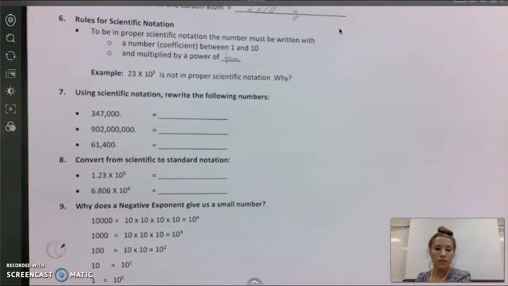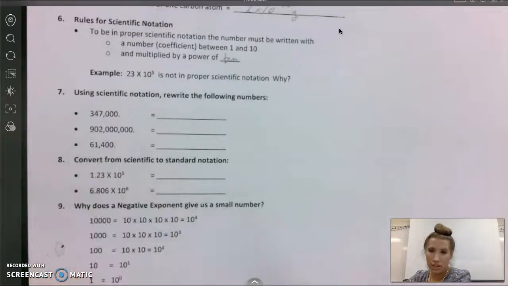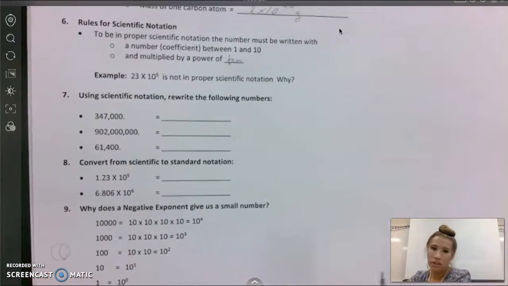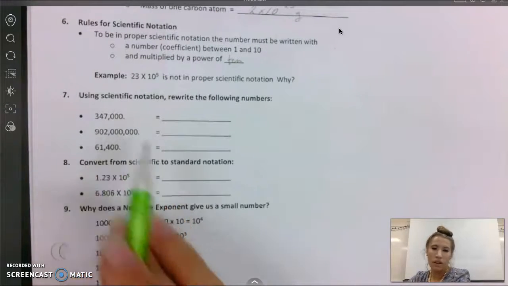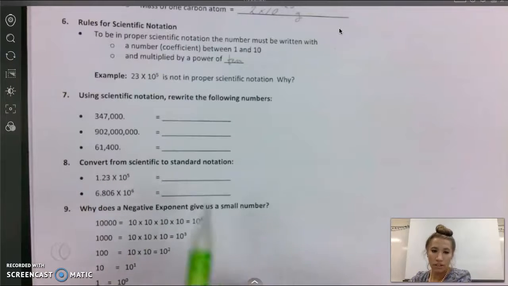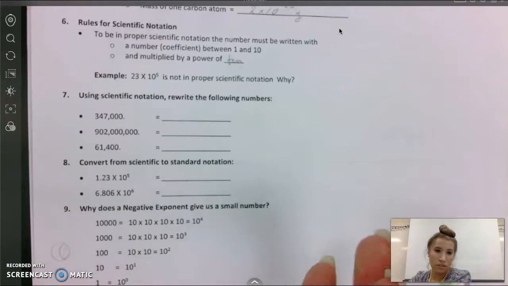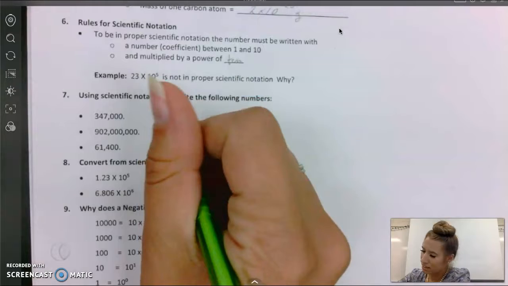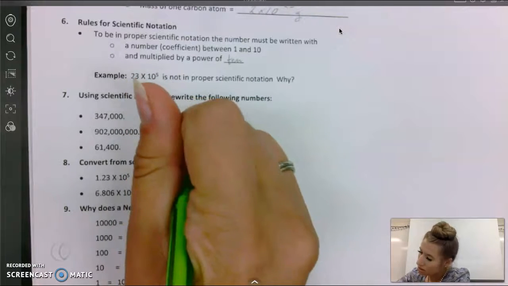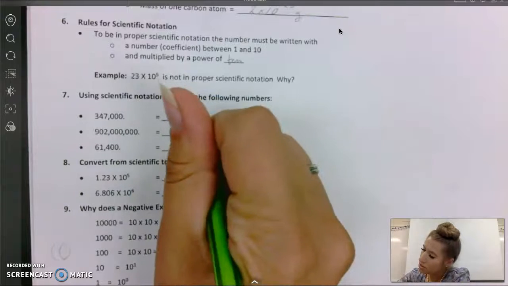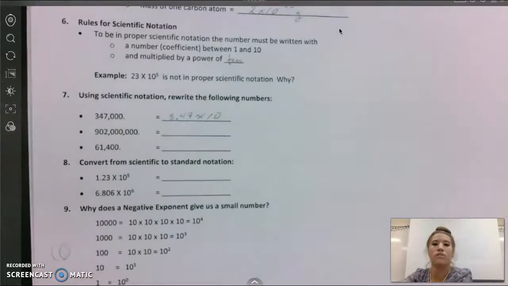Using scientific notation, rewrite the following numbers. So we're going from standard notation to scientific notation. Let's work through the first one together, but if you're watching this online, hit pause and then go through the next 1, 2, 3, 4 of them, and then press play again and see if you got it right. Use this technology to your advantage. You're lucky that we have this opportunity that you get to hit pause and rewind and listen again and all those good things.